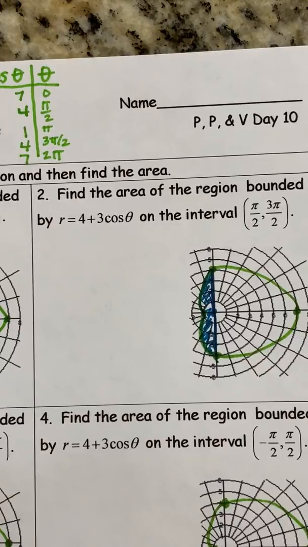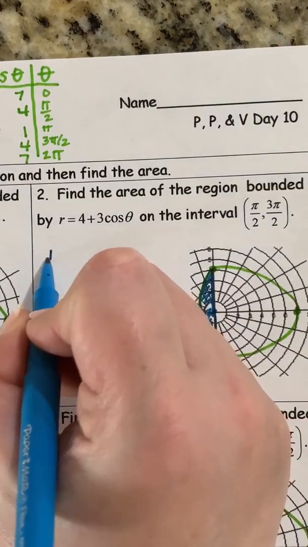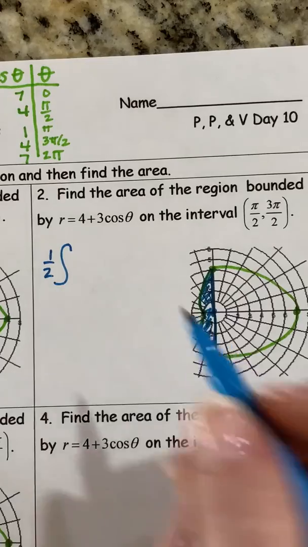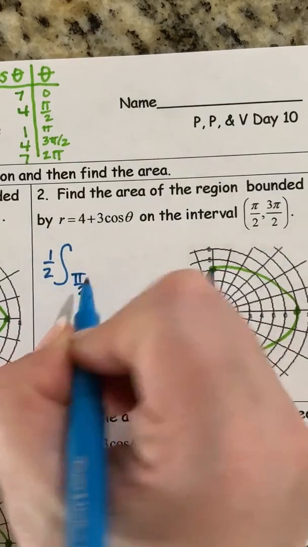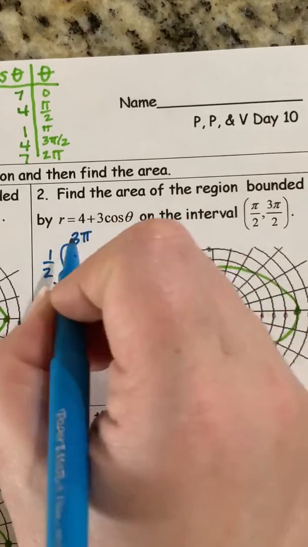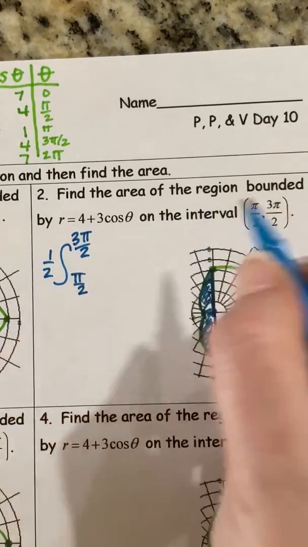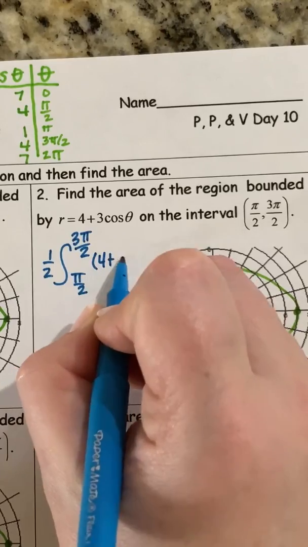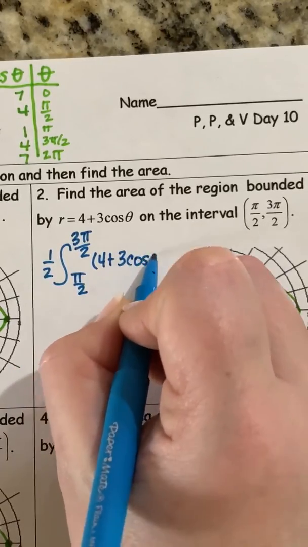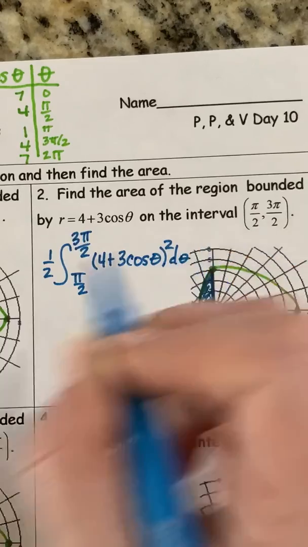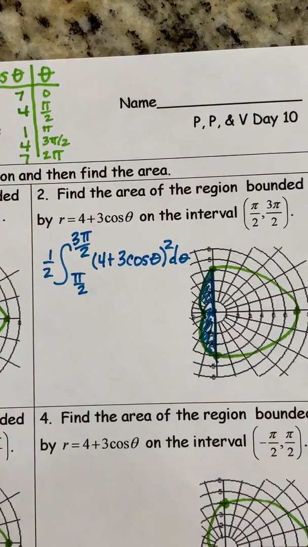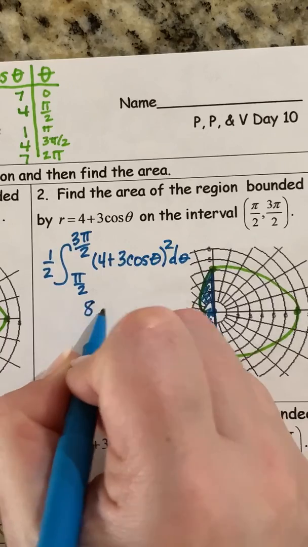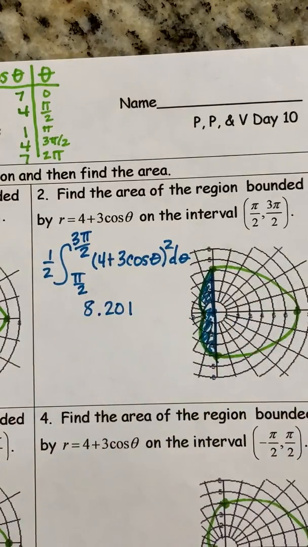So it should be much smaller than the example for part 1. Again, our formula: 1/2 the integral from pi over 2 to 3 pi over 2 of r squared, which is (4 plus 3 cosine of theta) squared d theta. This one should give you 8.201.